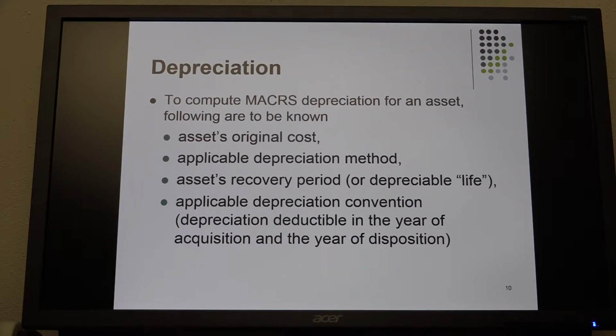The taxpayer must also know the recovery period or depreciable life. Again, you go to the tables, there in Exhibit 10-3 and 10-4, you'll see what the tables are for specific kinds of personal property assets. And then last but not least, you have to know the applicable depreciation convention. Mostly this affects the amount of and the percentage that you can deduct in the year of acquisition and the year of disposition. So we'll look at that as well. So you have to know those 4 things to figure out how much depreciation expense you take on an asset in a particular tax period, tax year.